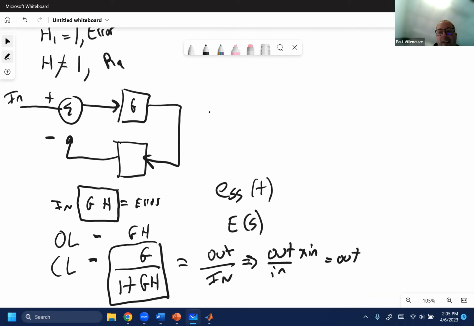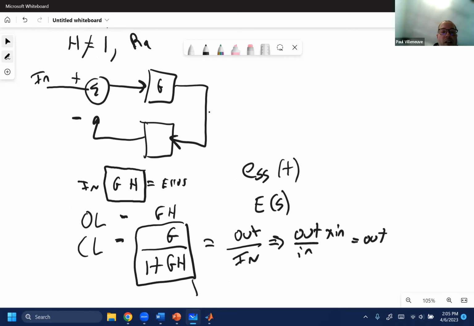Not C of S, but E of S. So I can't use the closed loop transfer function to get my error or my steady state error, I have to use the open loop gain. All right. So hopefully that adds a little more clarity to how to do the homework problems.